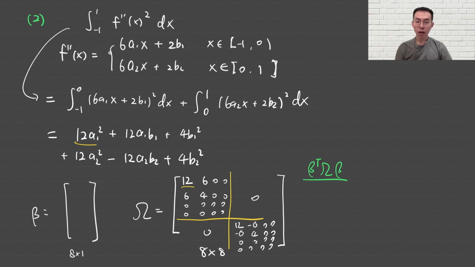And then you can see that if you just expand this matrix multiplication beta transpose omega beta, then that will just give us exactly this integral for the curvature penalty. Okay, so now we can just bring everything together by writing everything into the matrix notation, both the objective function for the smoothing spline and the constraint.